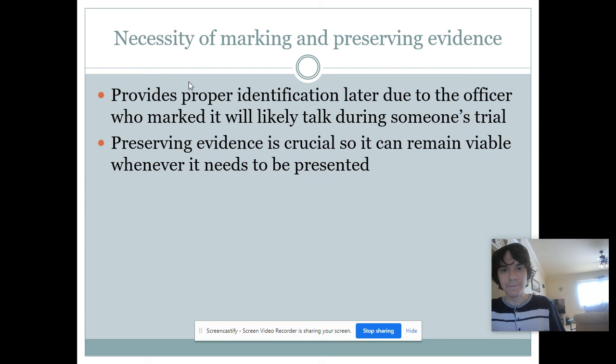It's also important to preserve evidence because it's crucial that it remains viable whenever it is needed to be presented, because if it gets tampered with, destroyed, or just anything happens to it, then it can't really be used.